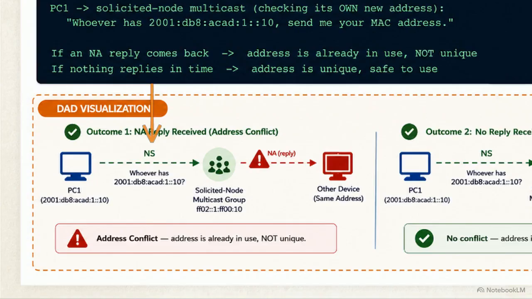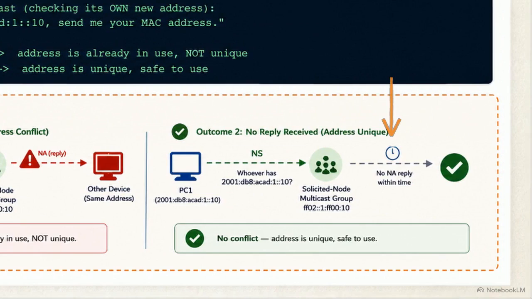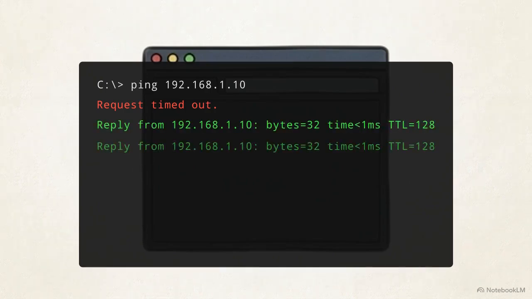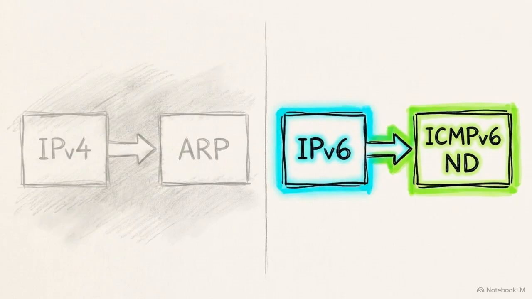A host pings its own newly assigned address using a neighbor solicitation. If it receives a response, as seen in Outcome 1, the address is already in use. If no response arrives, as in Outcome 2, the address is confirmed unique. This initial resolution process is often why the first ping in a new troubleshooting session times out before subsequent requests succeed. These NS and NA messages unify local discovery under the ICMP v6 umbrella, effectively replacing the legacy ARP protocol used in IPv4.